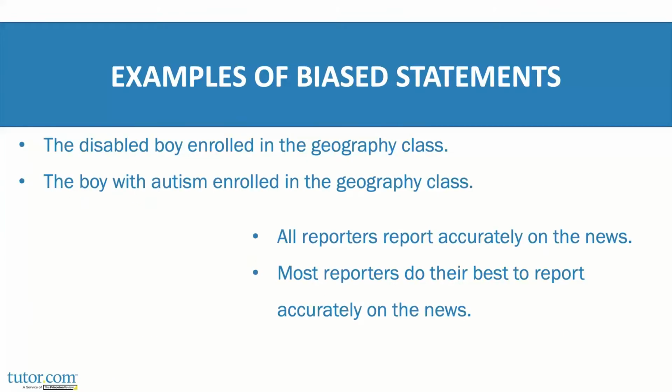So these are some examples of biased statements. Like I said before, the disabled boy enrolled in the geography class. What would be better is to say the boy with autism enrolled in the geography class, and only if the autism is an important piece of what you're writing about. If it doesn't matter if he had autism, then you don't need to say it. All reporters report accurately on the news. Probably not. Most reporters do their best to report accurately on the news. Okay, that's probably a little bit less biased.